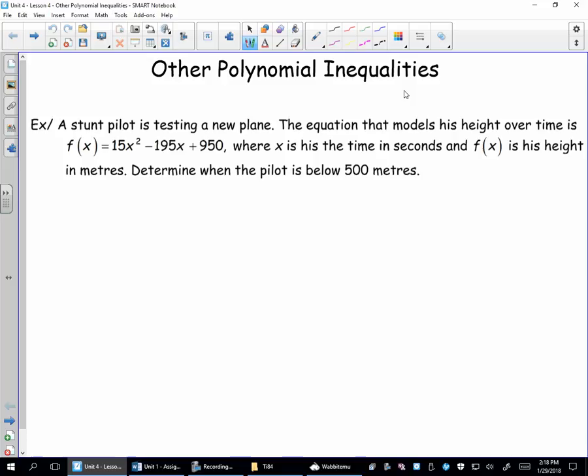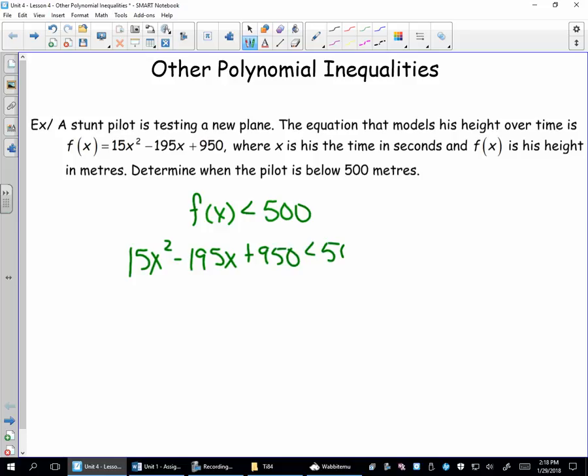So we have a stunt pilot testing the plane. The equation models its height, where x is time in seconds and f is the height in meters. When is he below 500? In other words, we want to know when our function is doing that. So it's a quadratic. We know we want to make it equal 0. So that's our first idea. Bring that 500 over, and it gives us something to solve. Now, instead of solving below 500, I've taken my equation and I want to solve below 0.